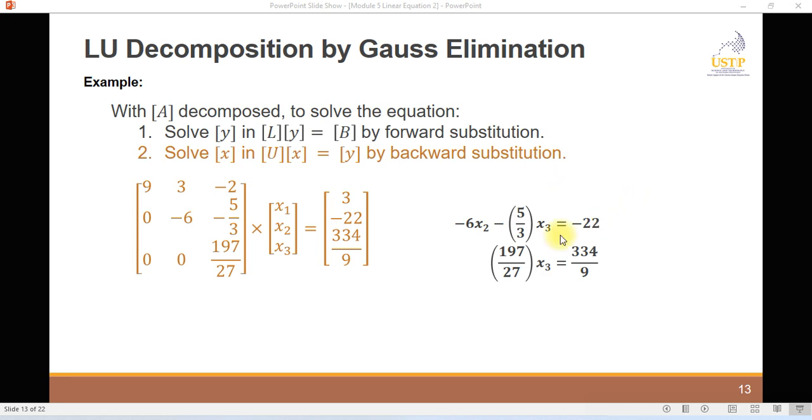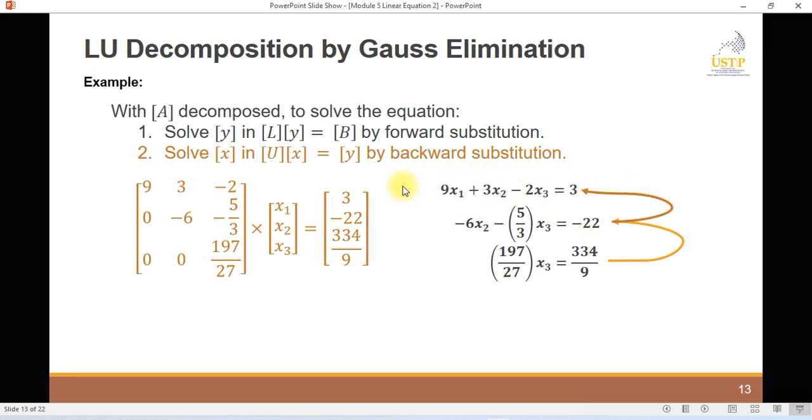Okay, so that is equal to negative 22. And then in the top row, whatever the value you solve for x3, you will just substitute it in this equation, and then you will solve for x2. And after you solve for x2 and x3, you will now solve for x1 using the top equation.